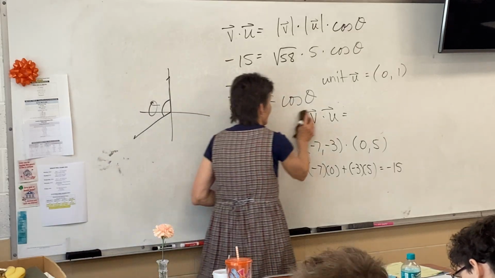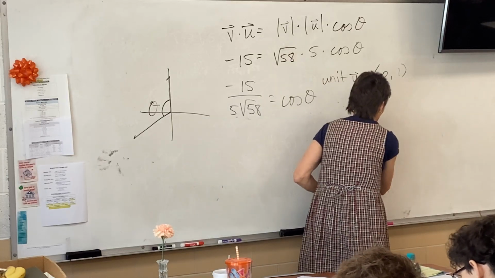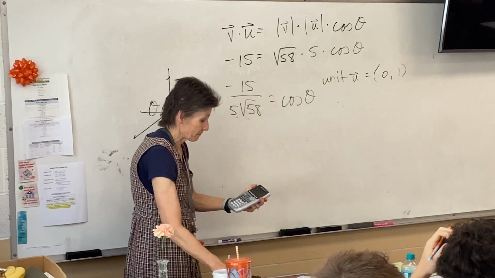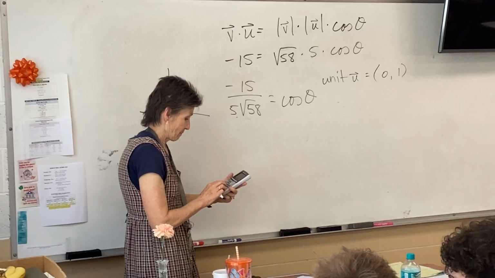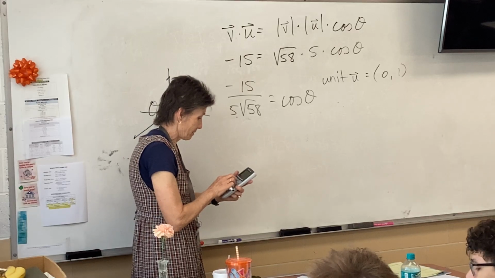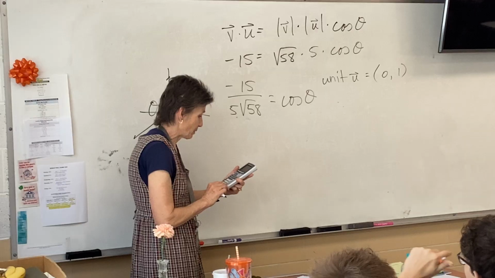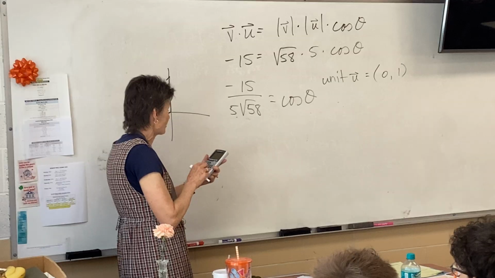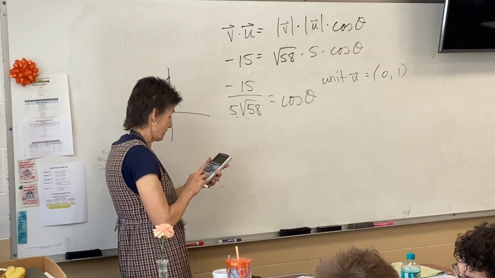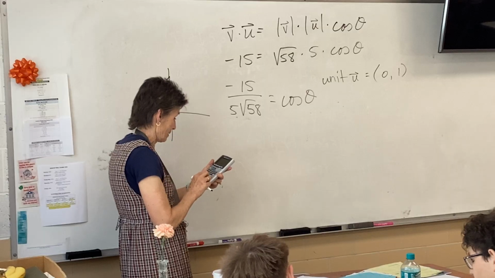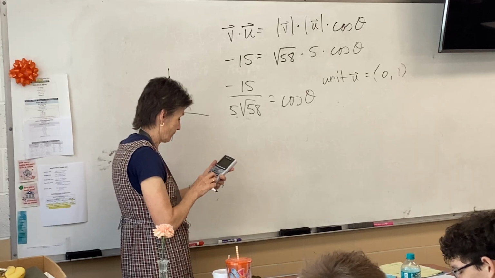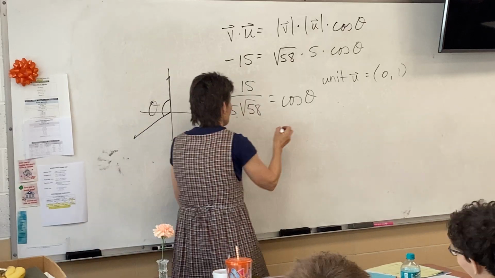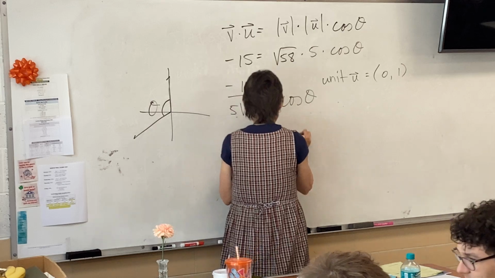And then how will I actually find the angle? Do the inverse. Yep, I'm gonna inverse cosine. Since we are in AP pre-calculus, we need to be in radians. Although in a minute we're going to degrees, we'll do this in radians. Inverse cosine of negative 15 over 5 root 58. I got 1.976. What about you?